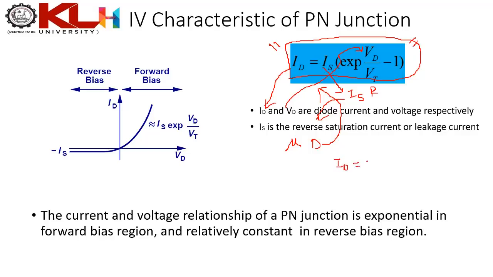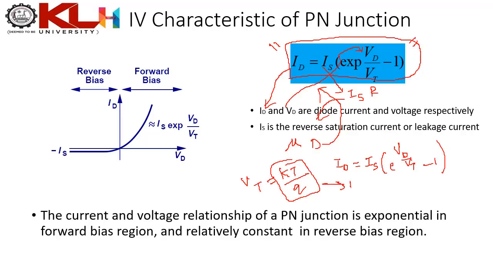So what is Id? Id is nothing but Is, the reverse leakage current, times e power Vd by Vt, minus 1. So what is Vt? Vt is nothing but the thermal voltage, which is kT by q. But what is kT by q, from Einstein's relation we have seen previously? This is nothing but D by mu, isn't it? So in fact the voltage that I have put over here is related to both drift and diffusion.